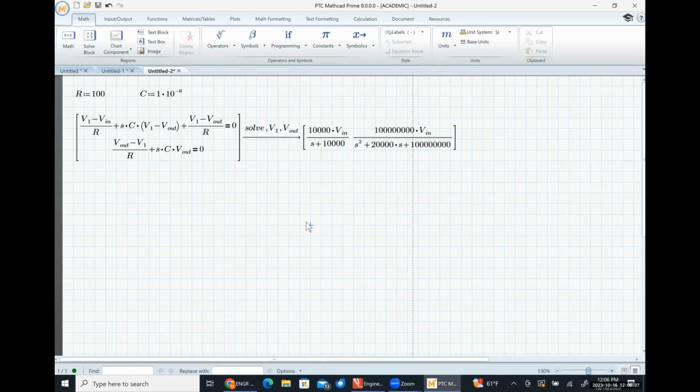What type of filter is this? So when s is very small, what does this look like? A really large number divided by the exact same really large number, which means it passes all of our low frequency signals. As s gets higher and higher and higher, eventually it will be larger than this 100 million. And so we will see that at very high frequencies, our transfer function starts looking more and more like 0. So this is a low pass filter.